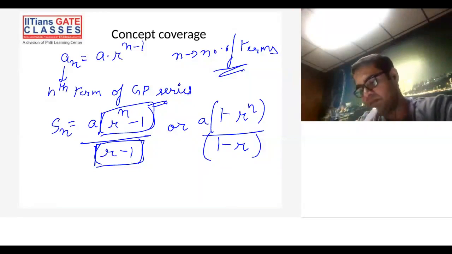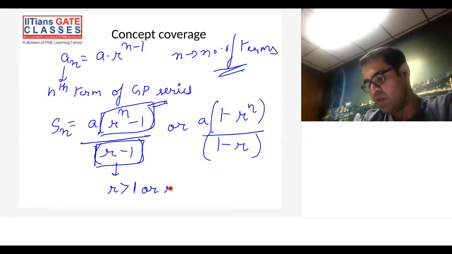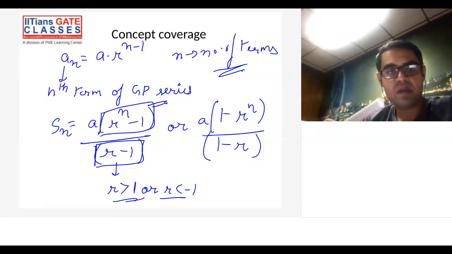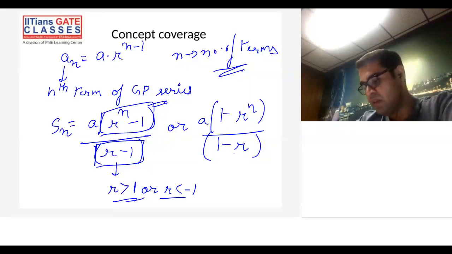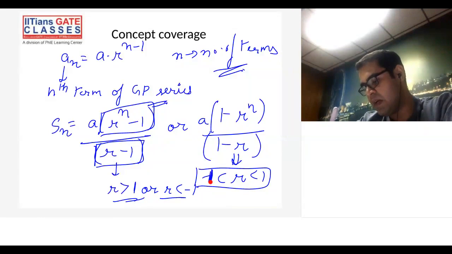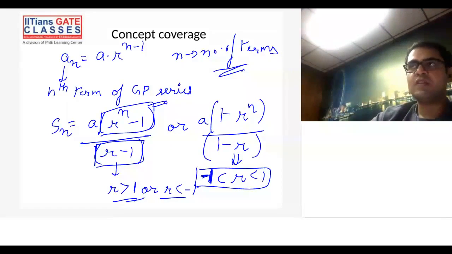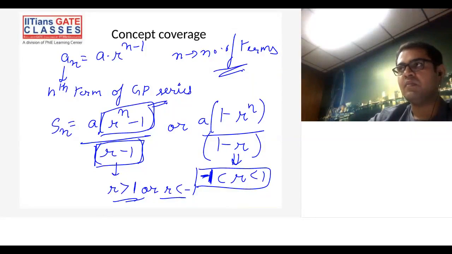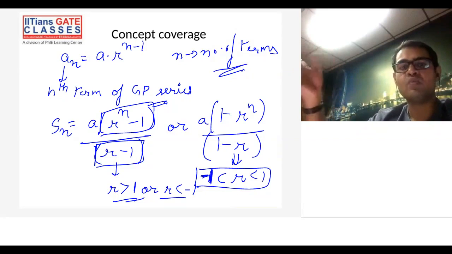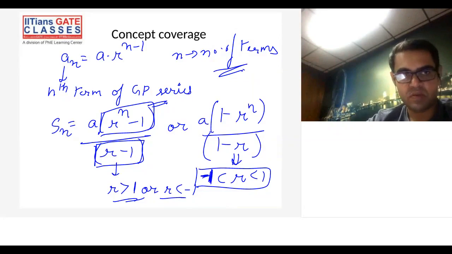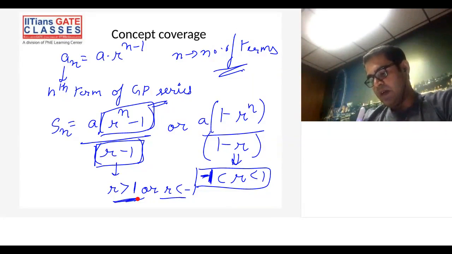So this first formula you will use when r is greater than 1, or when r is less than minus 1. This second formula you're going to use when r lies between minus 1 and 1. Now don't ask me, sir, what happens at r equal to 1 or minus 1. Basically, at r equal to 1 or minus 1, it's just the same numbers being repeated: 2 2 2 2 2 2 2, or 2 minus 2 2 minus 2 2 minus 2, and so on. So this formula is for this condition, and this formula is for this.